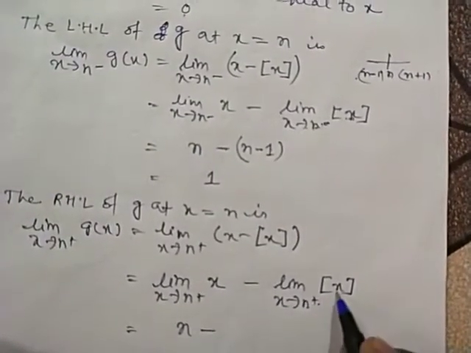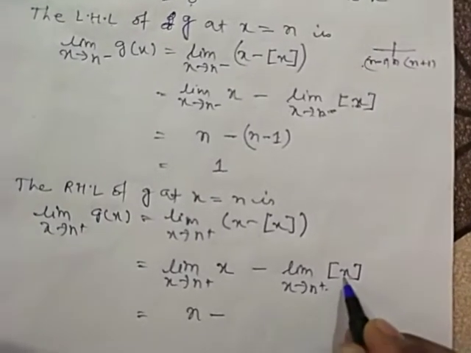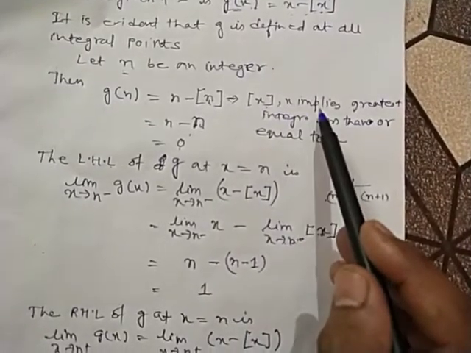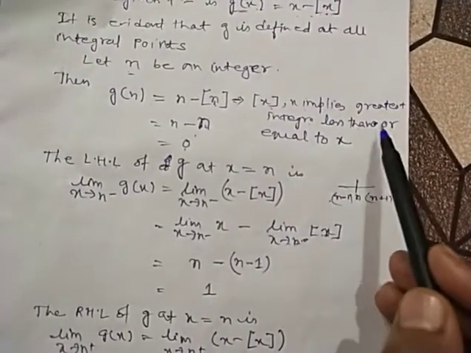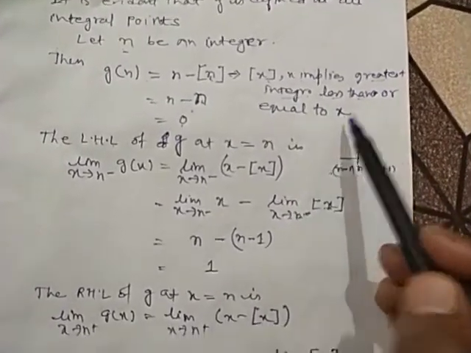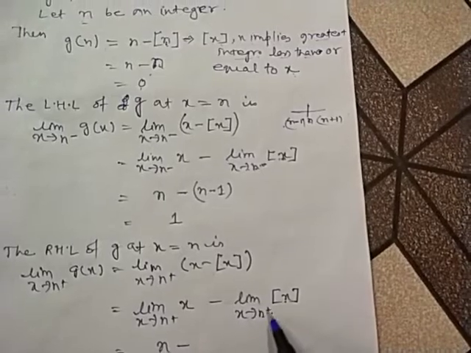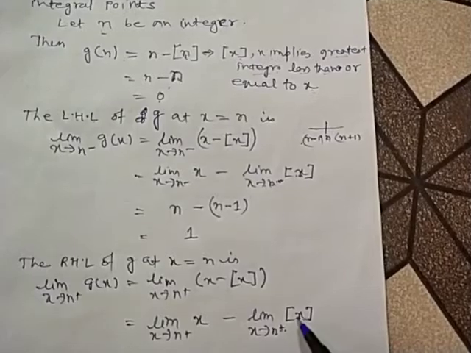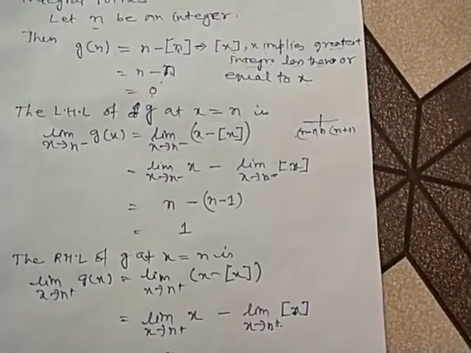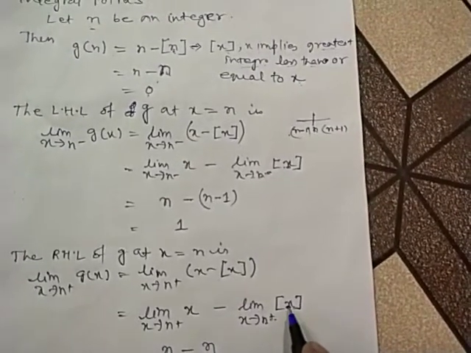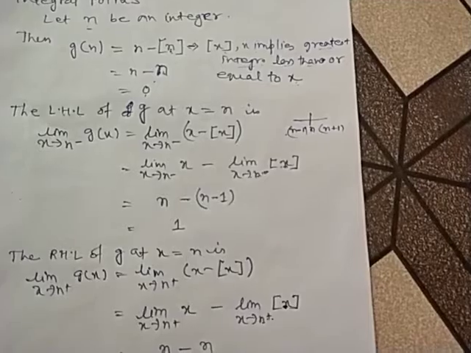The greatest integral of x cannot be the greater one. You see here, [x] implies greatest integer less than or equal to x. So n positive means a bigger one, and you cannot take the bigger one. You can take the smaller one or the number itself. So this can be n only. It cannot be n minus 1 or n plus 1. This can be n only. So n minus n equals 0.